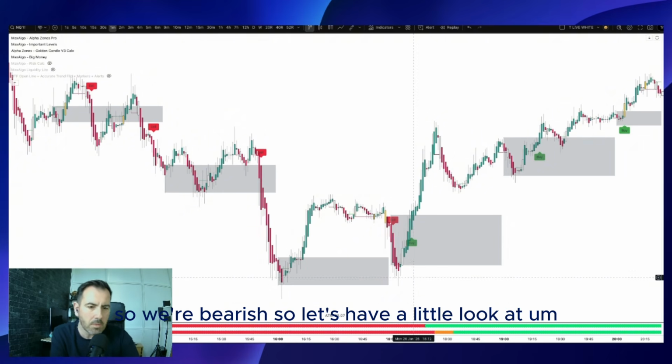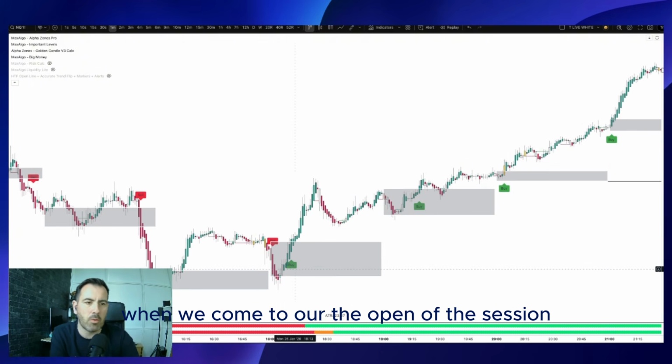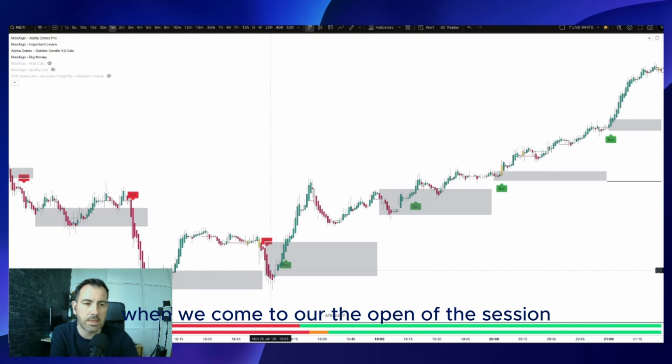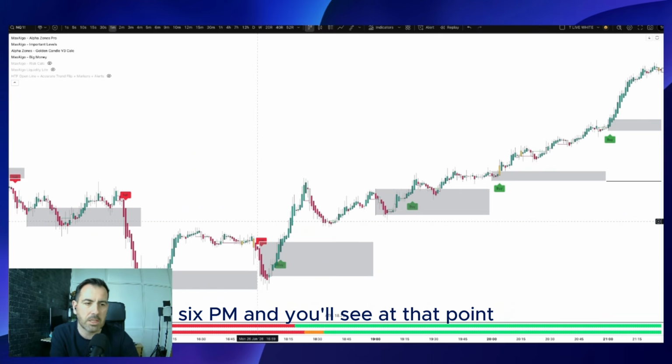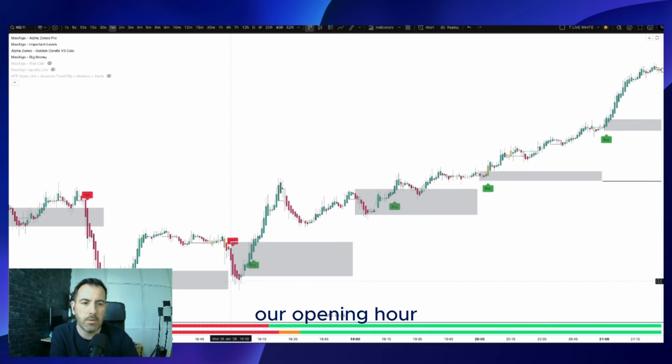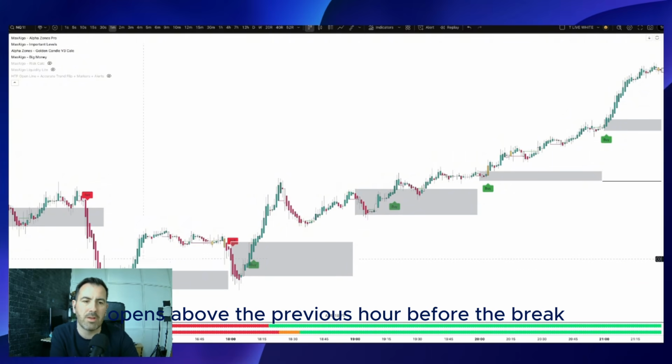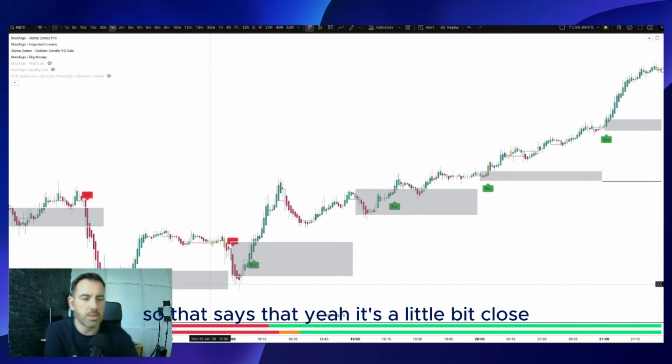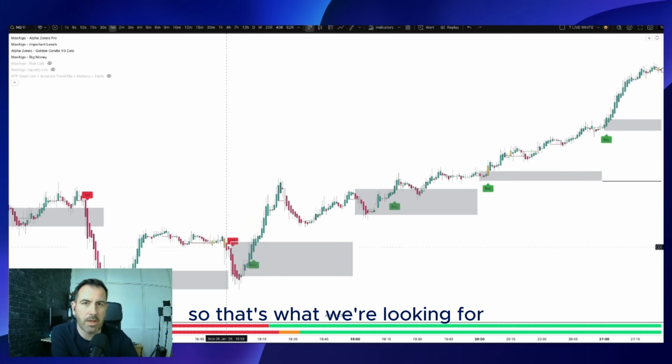Let's have a little look at when we come to the open of the session. This is around 6 p.m. You'll see at that point our opening hour opens above the previous hour before the break. It's a little bit close, but it's still bullish. So that's what we're looking for.